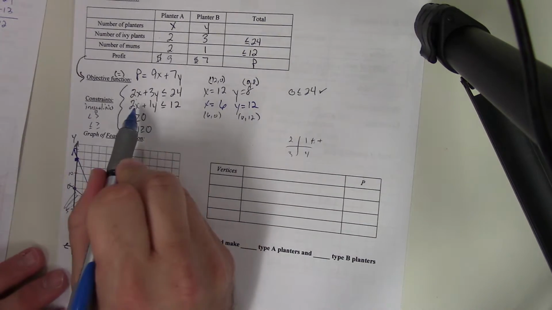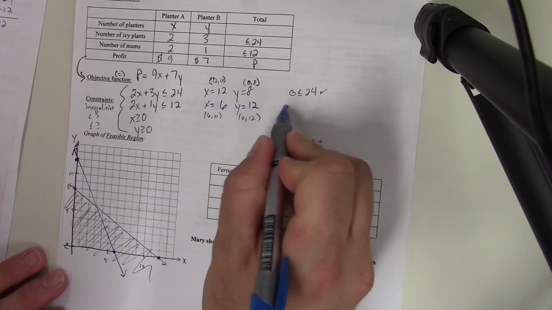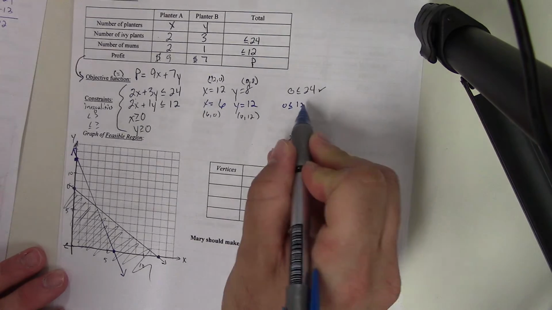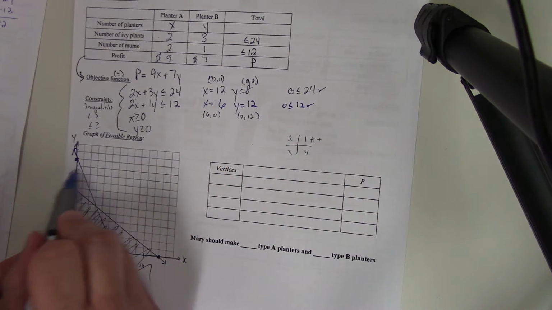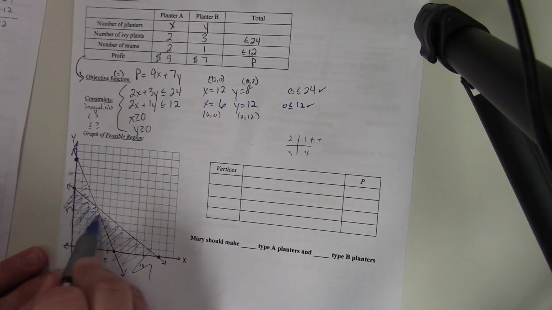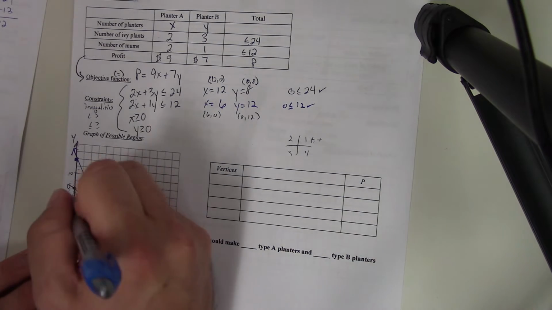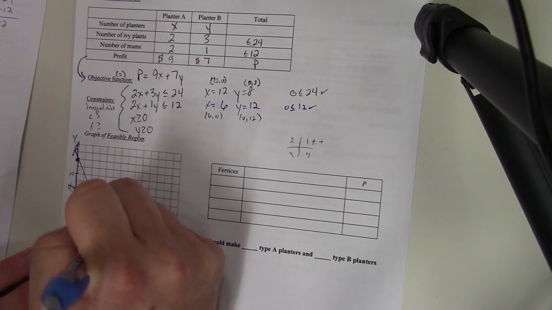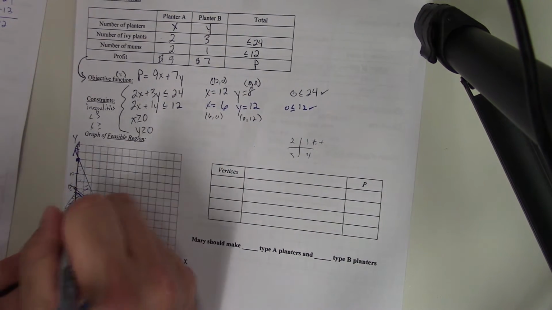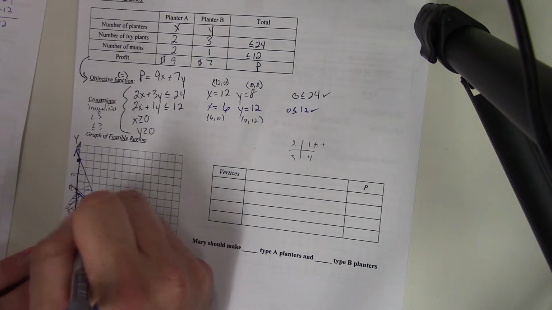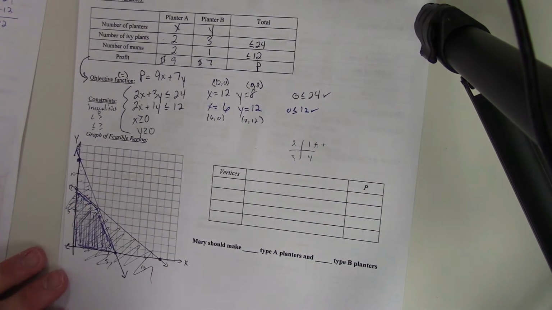And again, I plug in 0 here and 0 here. I get 0 is less than or equal to 12. That's true. So that line also shades inward. And our final region is bounded right here. So I'll make it a little darker so you can see it.